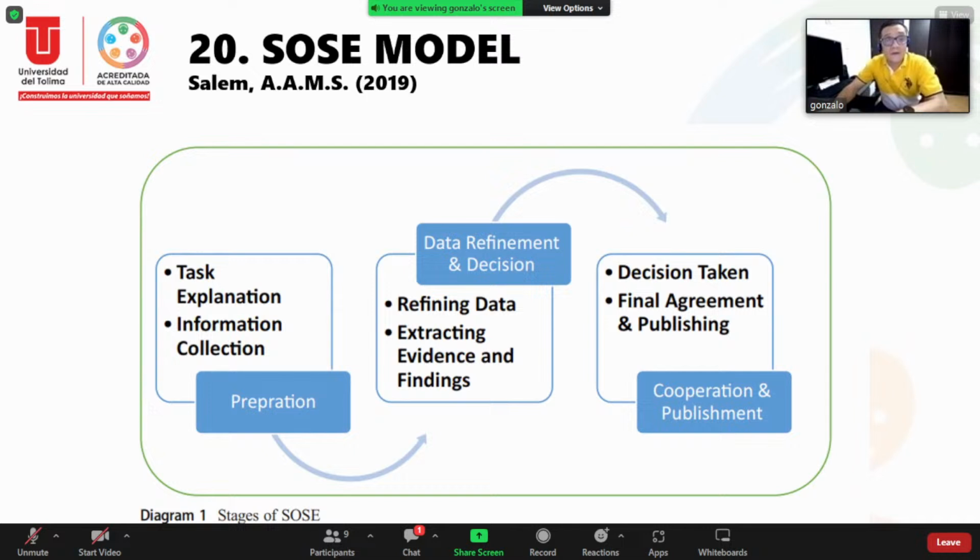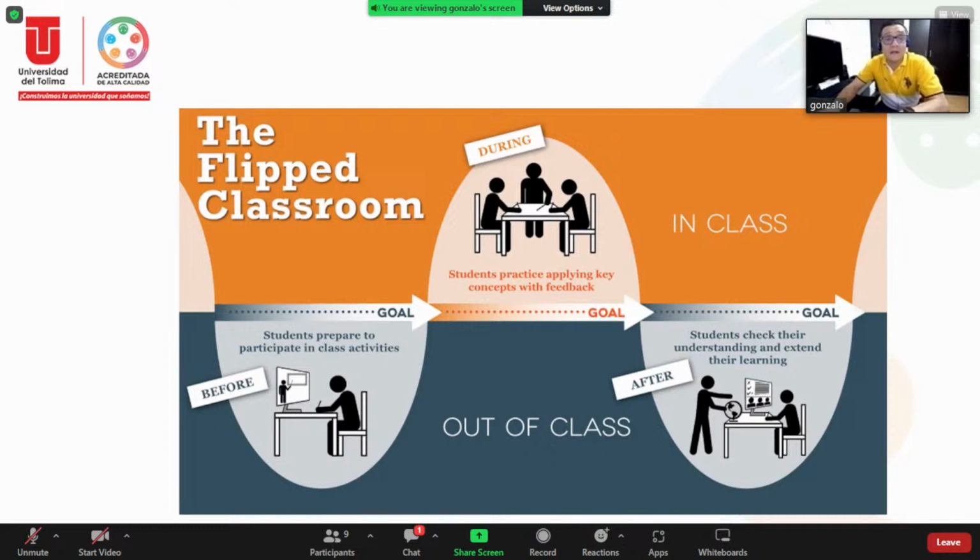So it's a kind of flipped classroom that I was talking about, which I know most of you are familiar with. Some activities are done in class, and some of them are done out of class.